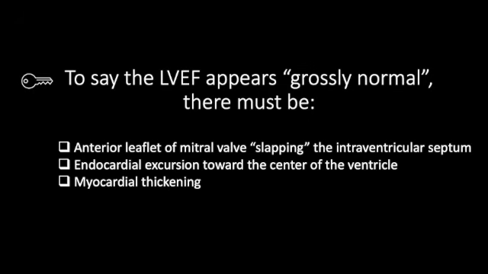To say that the left ventricle ejection fraction appears grossly normal, there must be these things present. So as we watch the cardiac cycle, we need to see the anterior leaflet of the mitral valve having brisk motion, slapping or high-fiving the interventricular septum in that parasternal long axis view. Similarly, we should see endocardial excursion towards the center of the ventricle, or movements of the walls closer together.